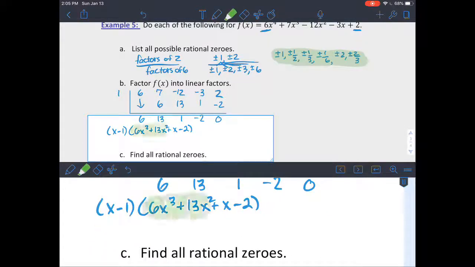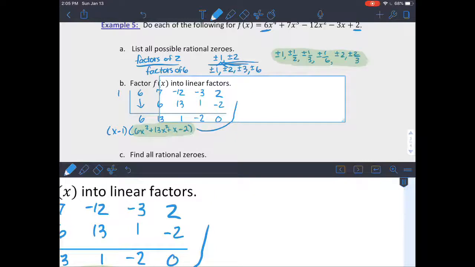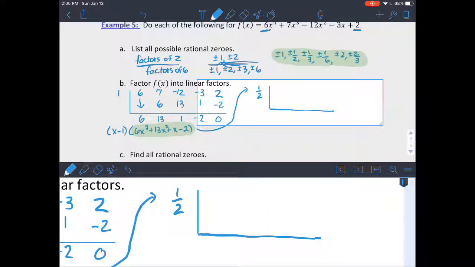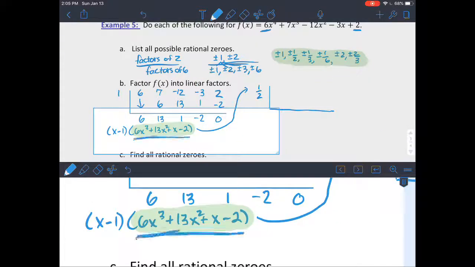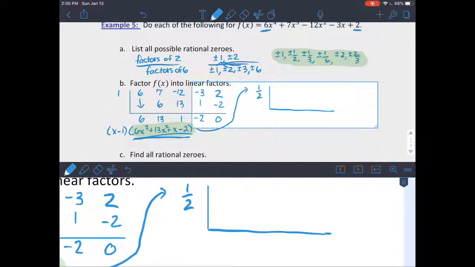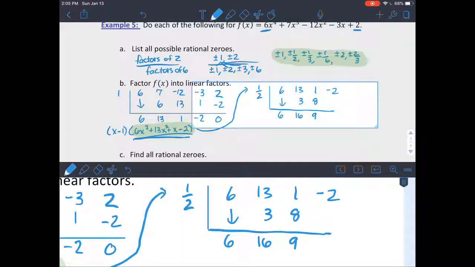Unfortunately, 6x cubed plus 13x squared plus x minus 2 isn't something that I can factor down all the way to linear factors yet. So we're going to have to guess again and divide by something else that we think might be a 0. So let's try 1/2. If we divide that 6x cubed that we got, I'm not going back to the original, I'm just sticking with my 6x cubed, by my potential factor of x minus 1/2, that's not going to go in evenly, because 9 times 1/2 would be 4.5, plus negative 2 is not a 0. So sometimes you guess and you're not right.